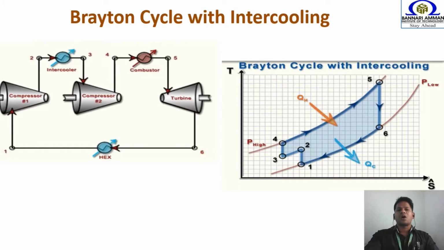So the overall objective is that instead of having a single compressor, we have two compressors. In between them we have placed one intercooler. After having these two compressors and one intercooler, finally the sum of work input given to compressor 1 and compressor 2 is only 7.5 kilowatt.